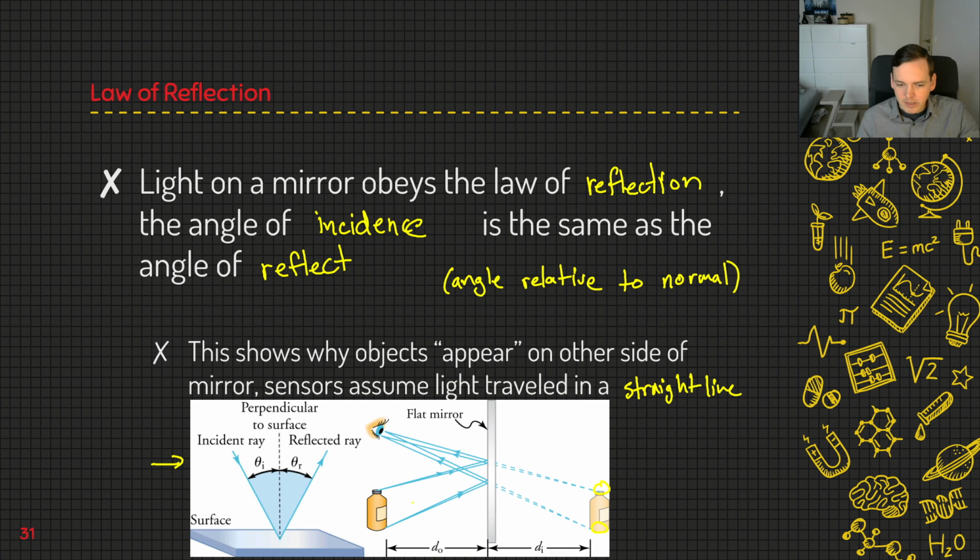Our brain and sensors don't do anything to say, oh, this is clearly a mirror, so I'm not going to pretend I see something on the other side. Our brain just says, oh, something must have come from the other side. It's a weird thing to wrap your head around, so if you're confused, talk with me in class, but that's the rough idea behind this.